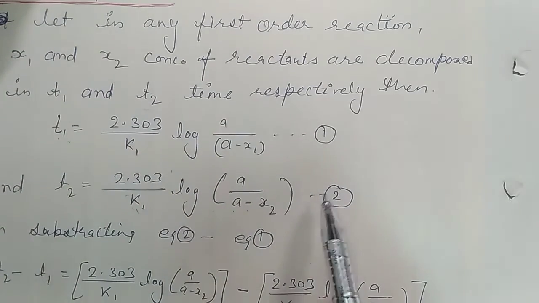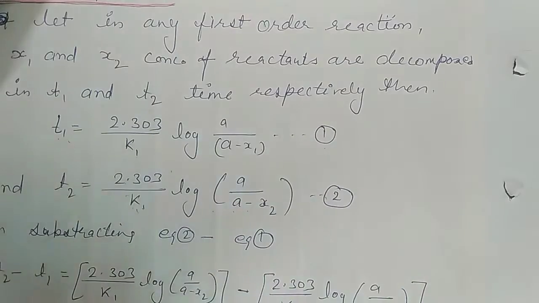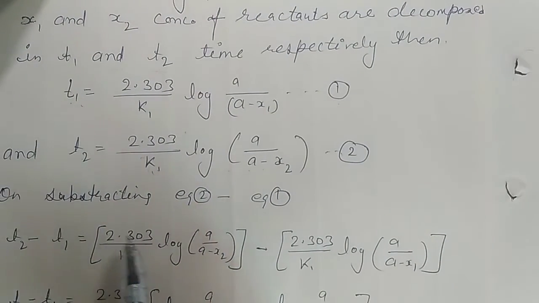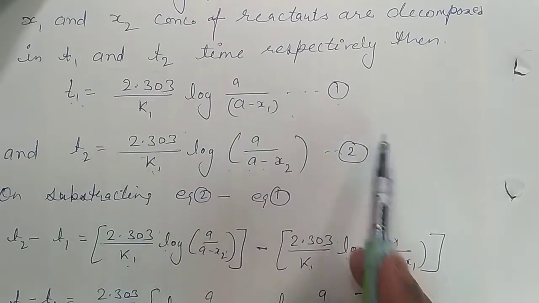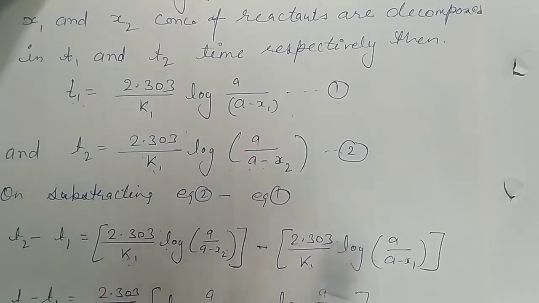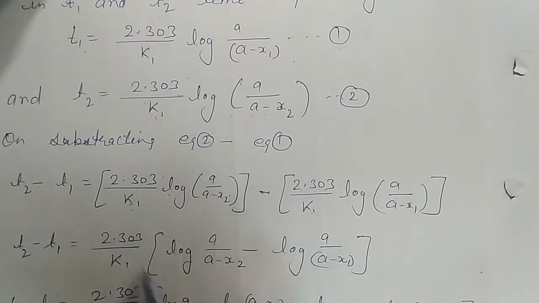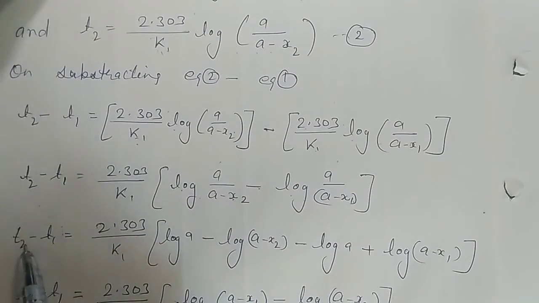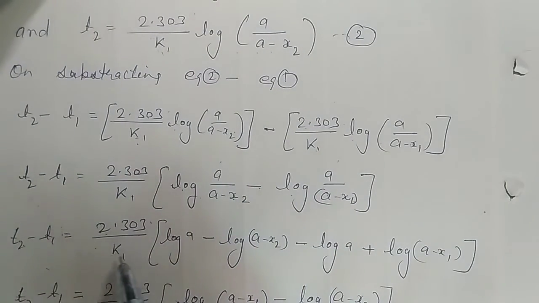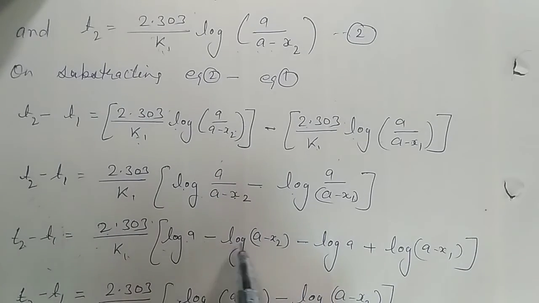Okay, now we are subtracting equation number 1 from equation 2. Then T2 minus T1 is equal to 2.303 upon K1 log A upon A minus X2 minus 2.303 upon K1 log A upon A minus X1. Here 2.303 upon K1 is common, so it is taken common, and inside we have log A upon A minus X2 minus log A upon A minus X1, or we can solve it here. T2 minus T1 is equal to 2.303 upon K1 times log A minus log A minus X2. It is just like this.